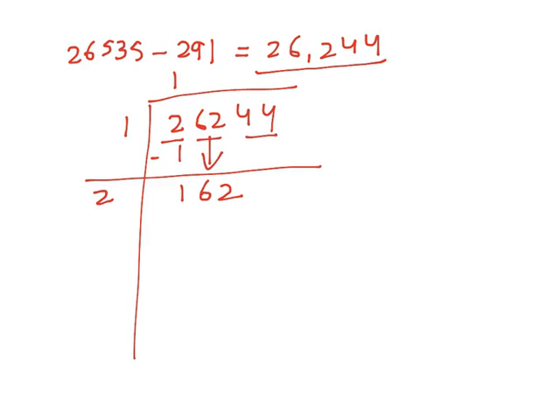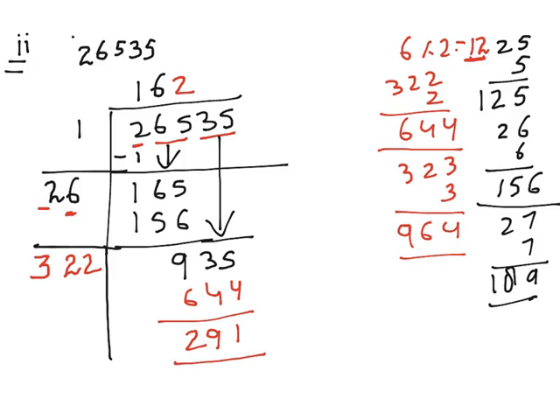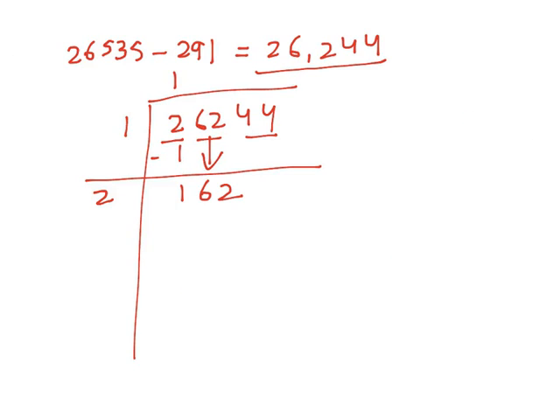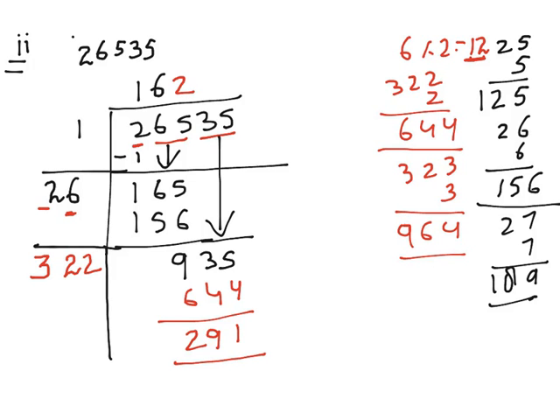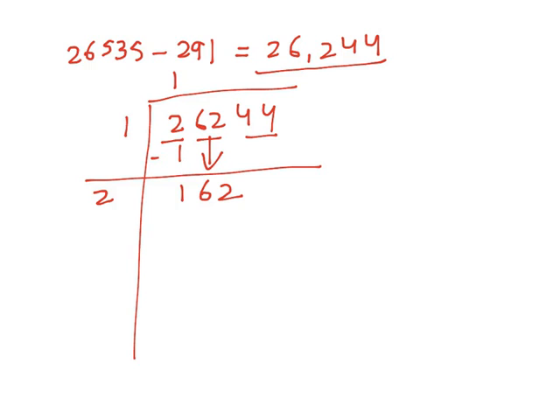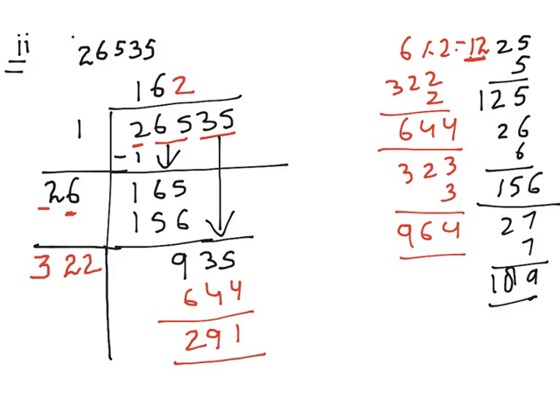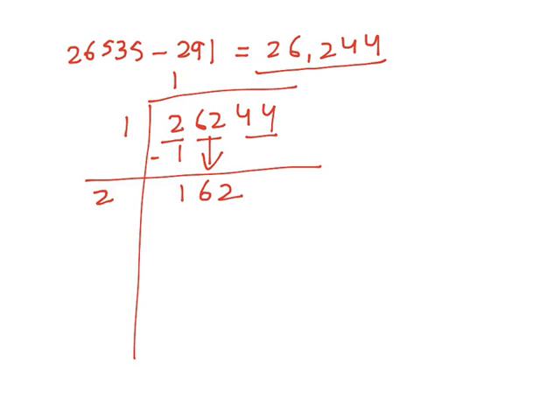Then in that case, we find it out like 26 times 6 is 156, and 25 times 5 is 125. So if we go with 7, we will get 189. That is greater than 162. So we will go with 6. So 26 times 6 will be 156.